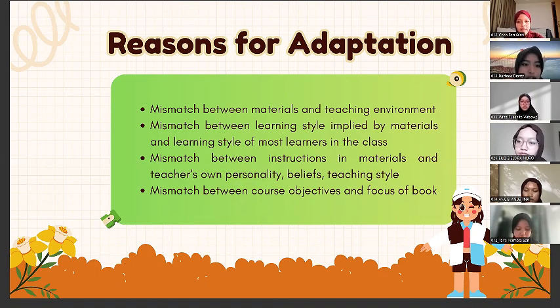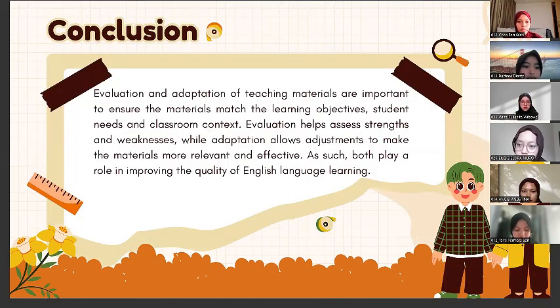Next, the conclusion. Evaluation and adaptation of teaching materials are important to ensure the materials match the learning objectives, student needs, and classroom context. Evaluation helps assess strengths and weaknesses, while adaptation allows adjustment to make the materials more relevant and effective. As such, both of them play a role in improving the quality of English language learning.